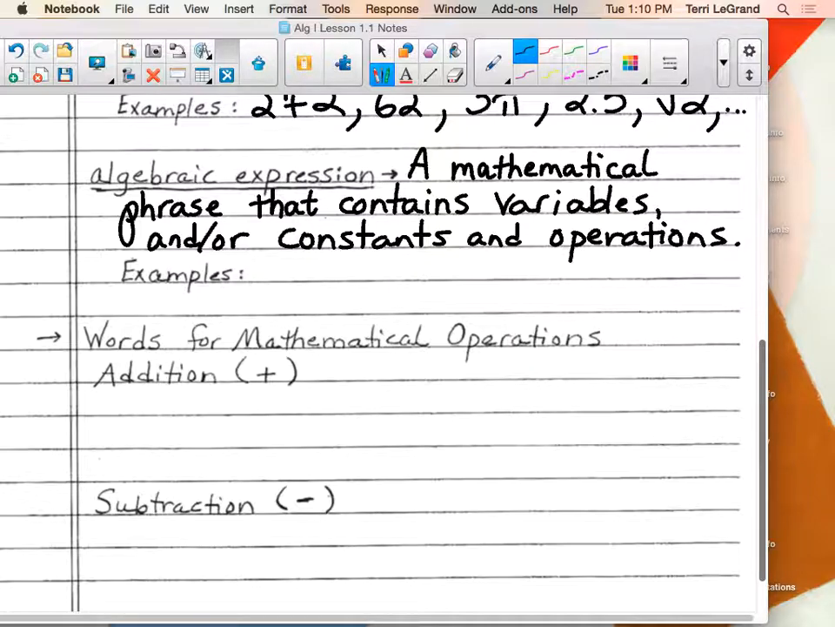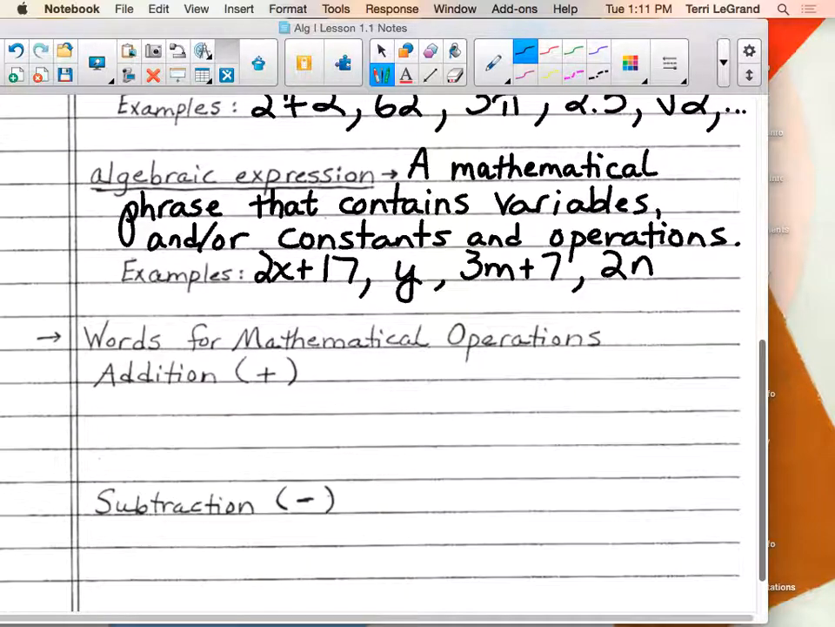Examples, give me some examples. 2x plus 17. How about this? Would this be an algebraic expression? Why? Yeah, that's all it's got to have, right? It has to have a variable. It doesn't have to have anything else. Give me another one. 3m plus 7. Okay. Does it have to have just addition? No. Oh, we could have something like this.